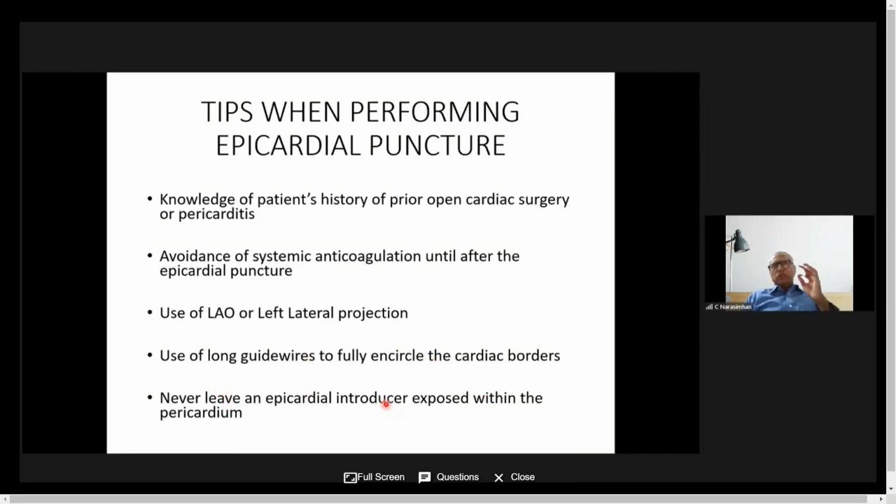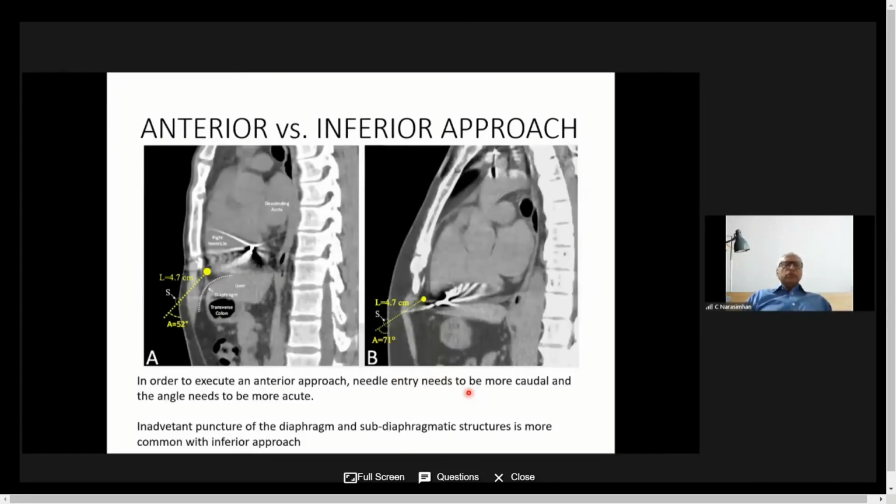Never leave an epicardial introducer. When we have an introducer and sheath, never leave the introducer in the epicardial space, because that is a sharp object with cardiac contractility. You can traumatize either the epicardial vessels, veins, or the myocardium. So it's always better to just leave the wire. And if you put a sheath, immediately take an ablation catheter through the sheath. Don't leave it exposed.